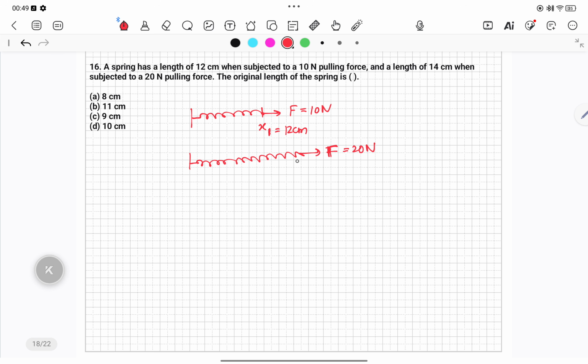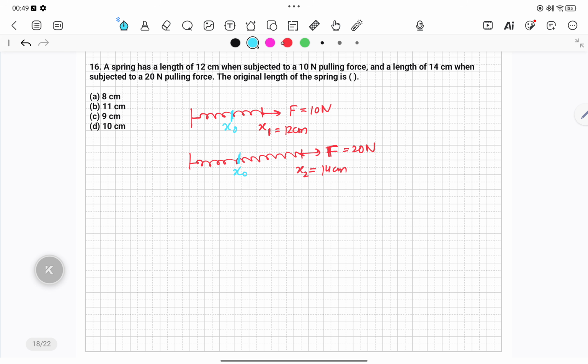So its extension will be 14 centimeter. Suppose this is x2 which is 14 centimeter, and the spring will have the original length. I am taking original length to be x naught, and we have to find the original length of the spring.